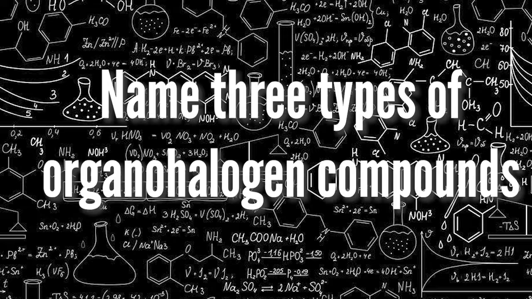Question number 1. Name 3 types of organohalogen compounds. Alkyl halides, aryl halides, and vinylic halides.